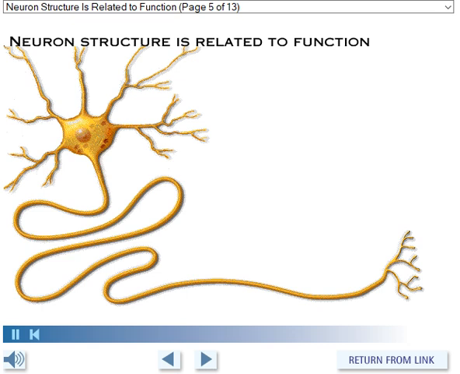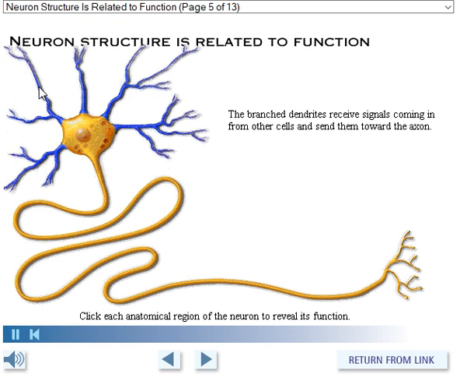Let's examine the structural features of a typical neuron to see how they are related to function. Click each anatomical region of the neuron to reveal its function. The branched dendrites receive signals coming in from other cells and send them toward the axon.